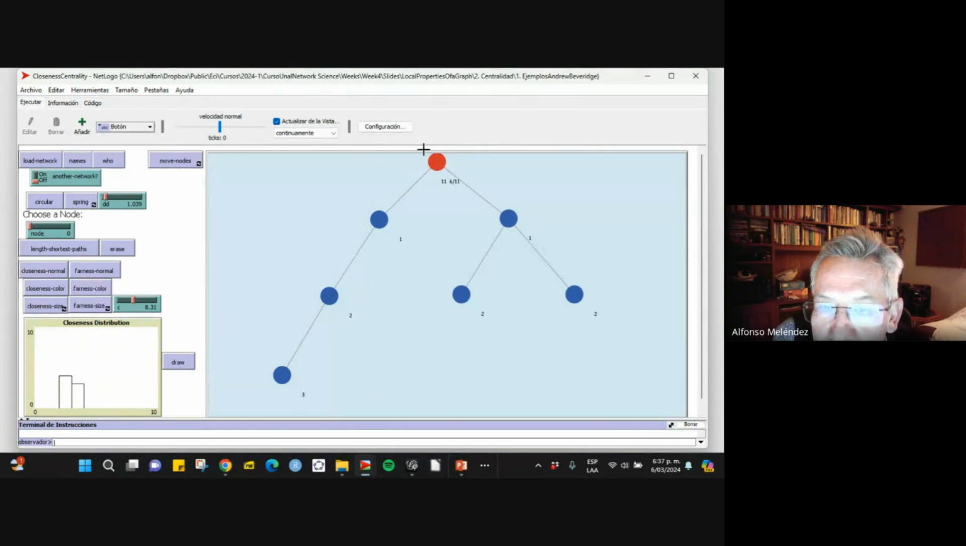I'm going to sum the distances from this node to the rest of the nodes. Here, distance 1, to this, distance 2, distance 3. The total sum of distances from this red node to the blue nodes is 1 plus 2 plus 3, 6, 8, 10, 11. Okay? 11.